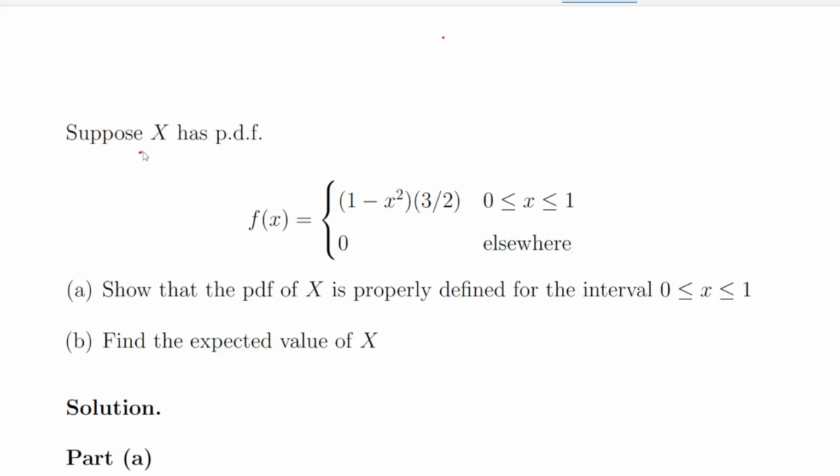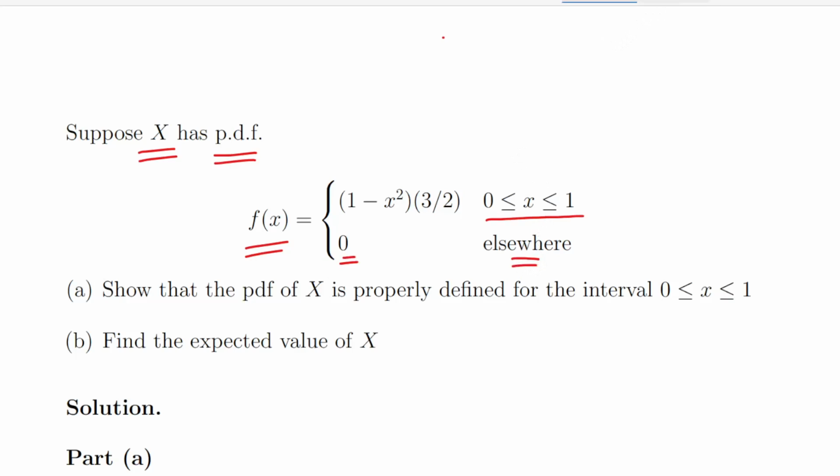Okay, in this presentation we are going to look at continuous random variables. What we have here is a random variable x, and it's a continuous random variable, and it has the following probability density function. We denote probability density functions as lowercase f of x, small f of x. In this particular case, the probability density function is 1 minus x squared times 3 over 2 when x is between 0 and 1 and 0 elsewhere.